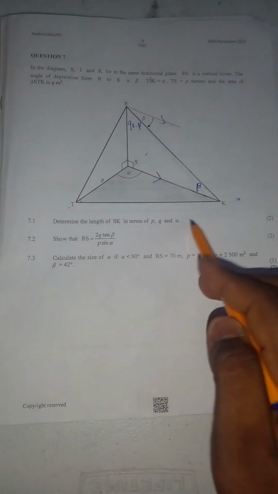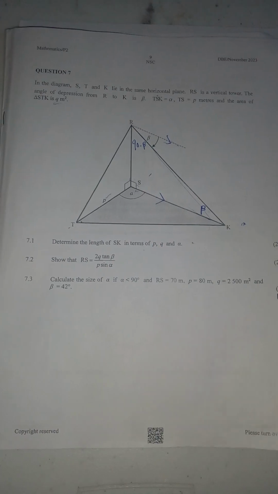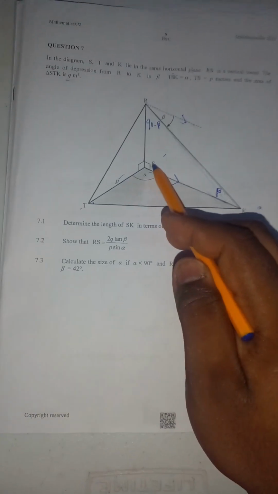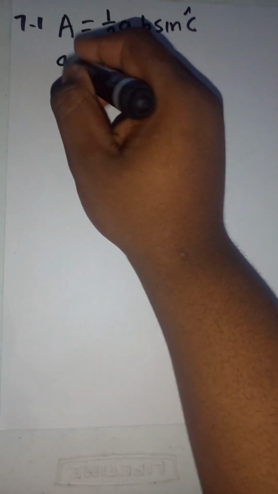So now let's go to the first question. Determine the length of SK in terms of P, Q, and alpha. It means your answer must consist of P, alpha, and Q, which is given there. They are already giving you a hint that you must use the area rule, because now you are given the area of triangle STK. So 7.1: the area is equal to half A times B sine C. The area which is given is Q meters squared.